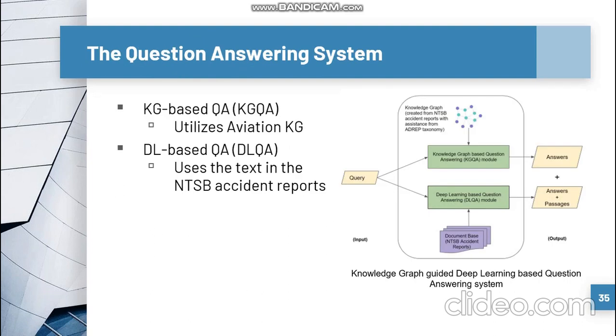The knowledge graph based question answering model utilizes the aviation knowledge graph, and the deep learning based question answering model utilizes the text that is in NTSB accident reports.